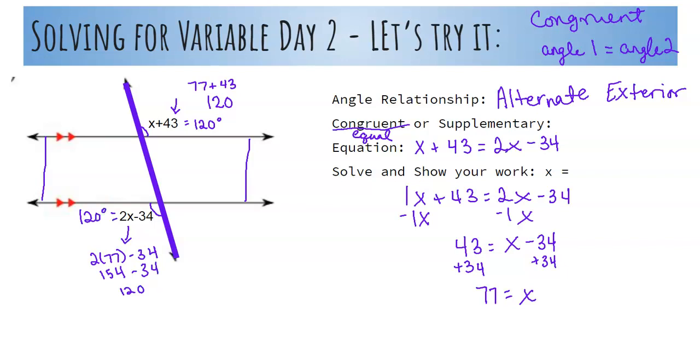Now, I want to just make sure this matches up with what we said over here. We said that they should be congruent. So it makes sense that both of these angles would equal 120 degrees. If they didn't, then they're not congruent.